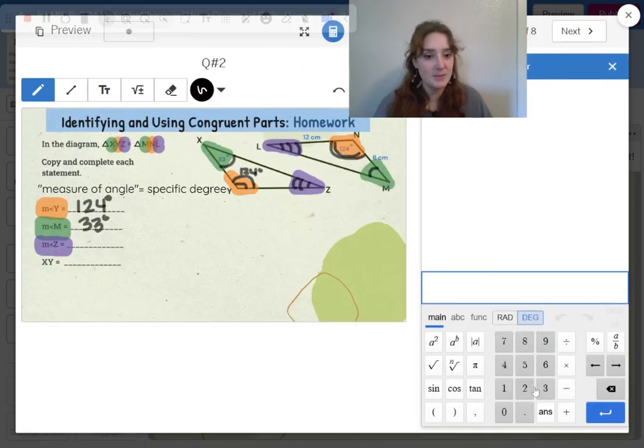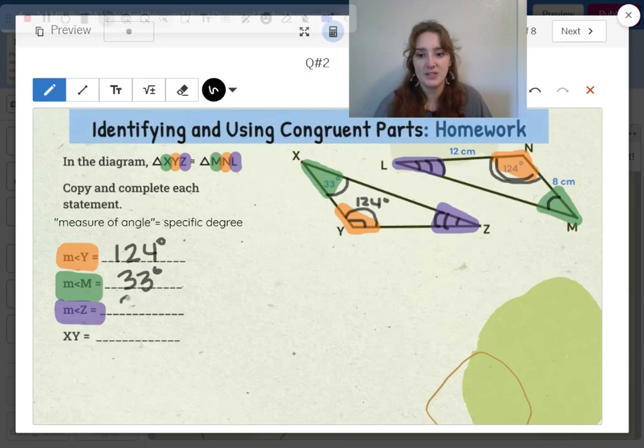We can add them all up to equal 180. So let's see, 33 plus 124 is 157, so 180 minus 157 is going to be 23 degrees. So the last one is 23 degrees.